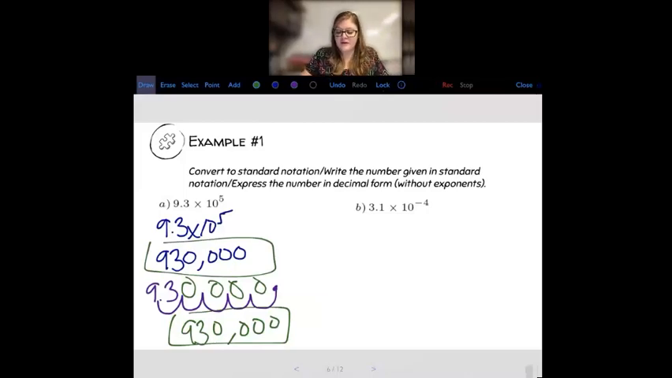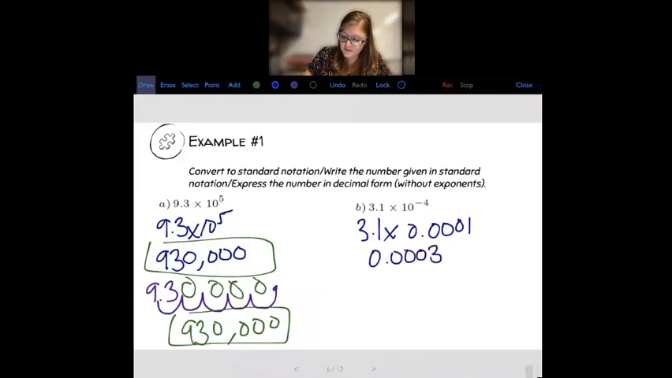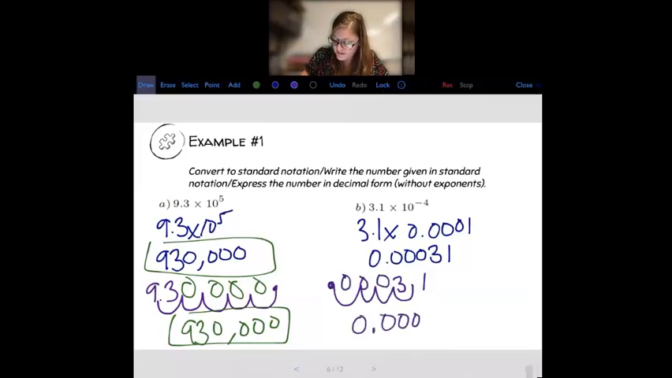Part B, 3.1 times 10 to the negative fourth means 3.1 times 0.0001, which if you put in your calculator, you would get 0.00031, or we can do our loop-de-loop to get the zeros in, and we would be moving the decimal to the left to make sure that this number is getting smaller. 1, 2, 3, 4. So this becomes 0.00031. So either way you do it, you get the same result.